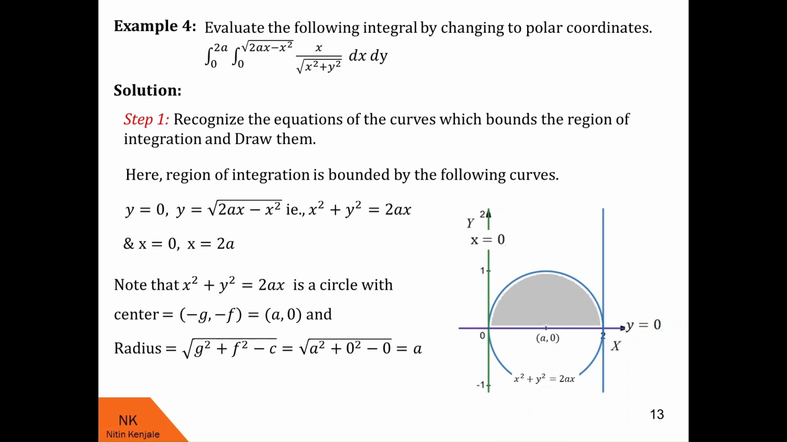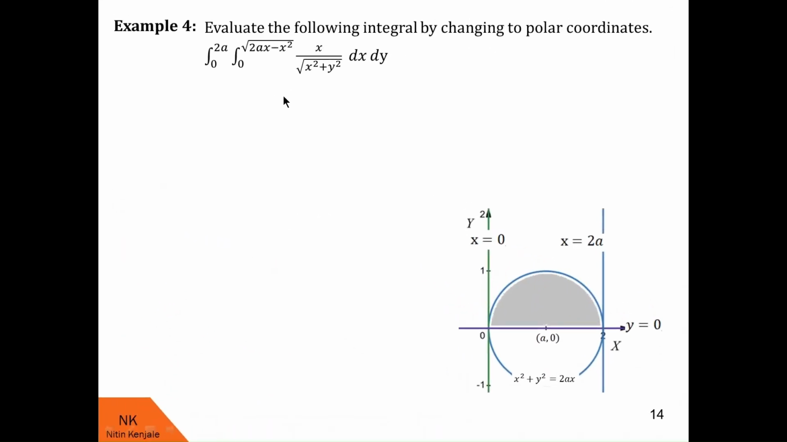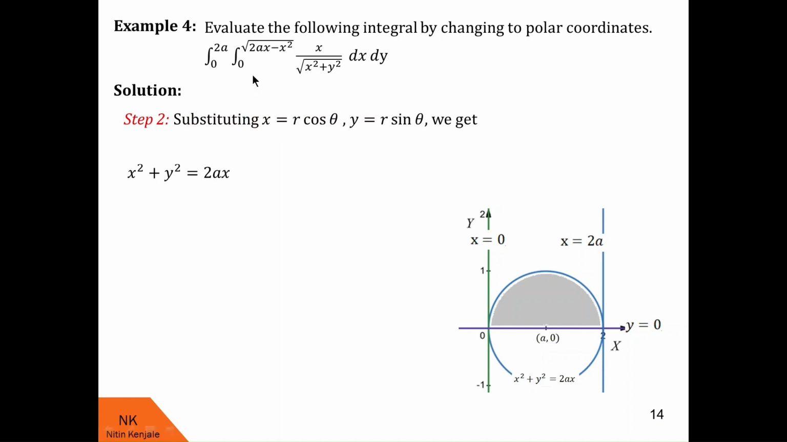Now let us transform this double integral into polar coordinates by substituting x is equal to r cos theta and y is equal to r sin theta. First we transform these limits. For that, consider the equation of upper limit, that is this circle x square plus y square is equal to 2ax. After substituting these relations in x and y, we get r square is equal to 2a r cos theta. One r on left hand side will get cancelled with this r, so we get r is equal to 2a cos theta.